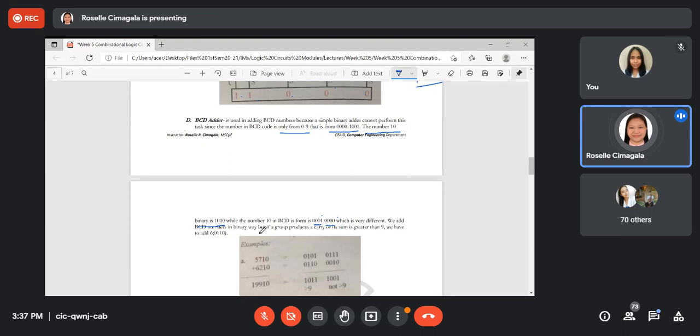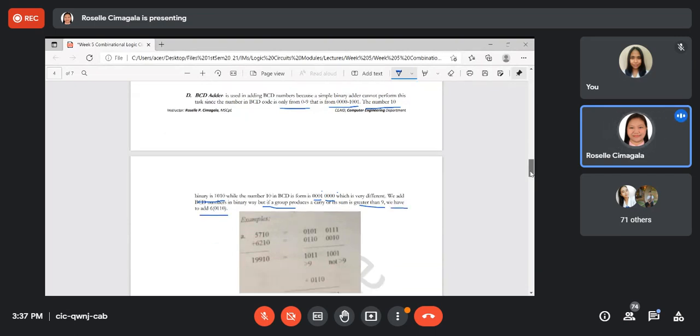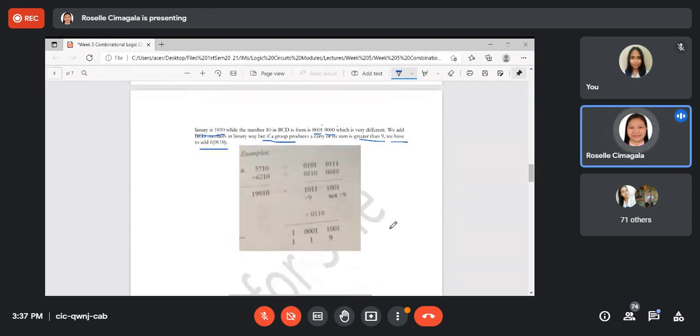So, if we add BCD numbers, we add them in binary way. But if a group produces a carry or its sum is greater than 9, we have to add 6. Okay, let's see, based on an example.